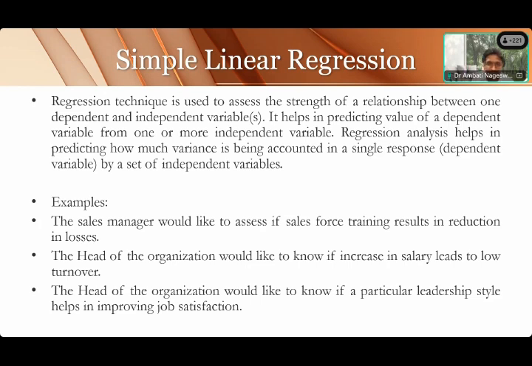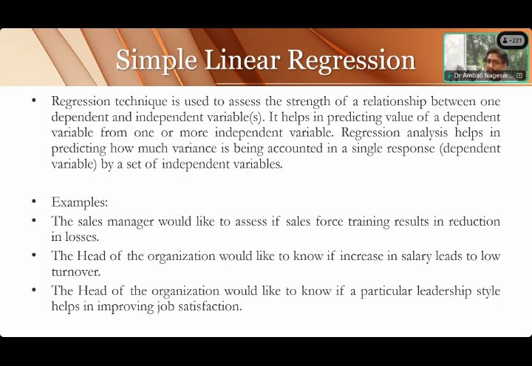Let's take a couple of examples, as I can see here. The sales manager would like to assess if sales force training results in reduction in losses. For example, as a sales manager in your organization, you are looking at the performance of your employees, how they are doing, how they are performing in terms of sales, how they are convincing the people who are coming to your organization, to your shop.